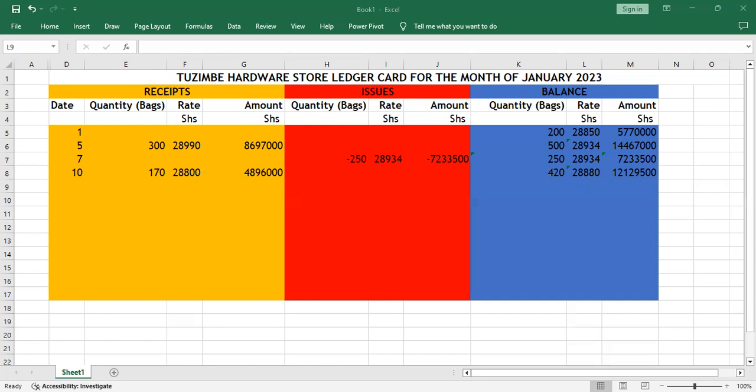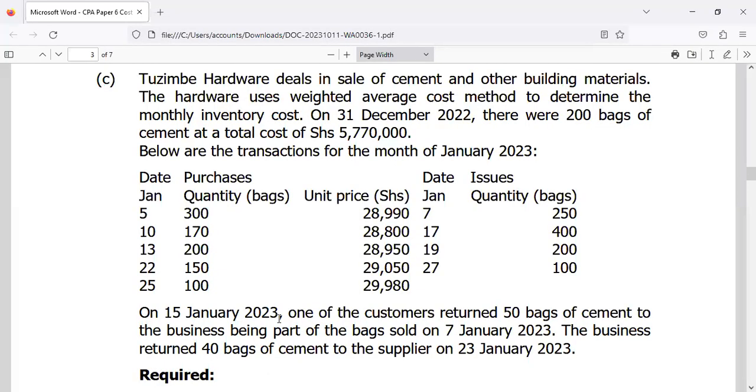But before that, we see that on 15th January 2023, let me take you to the question. On 15th January 2023, one of the customers returned 50 bags of cement to the business, being part of the bags sold on 7th January 2023. So we have to record this. One of our customers is returning some 50 bags of cement on 15th. So we have to record that as a receipt.